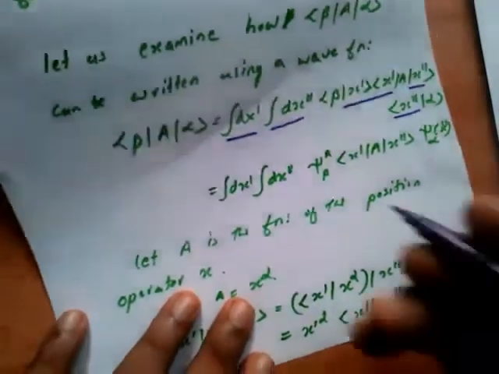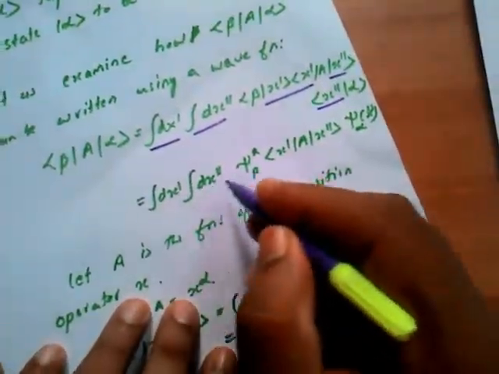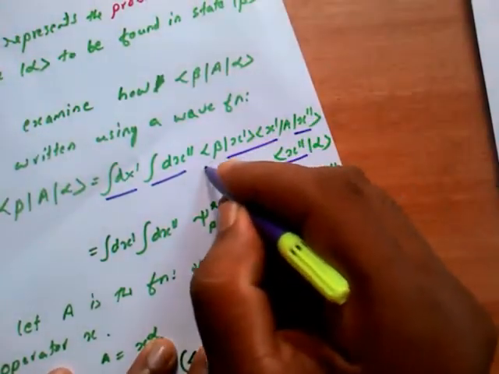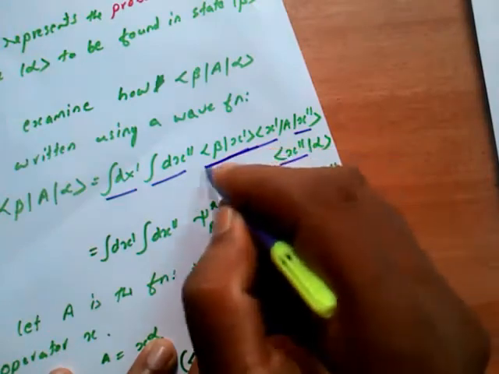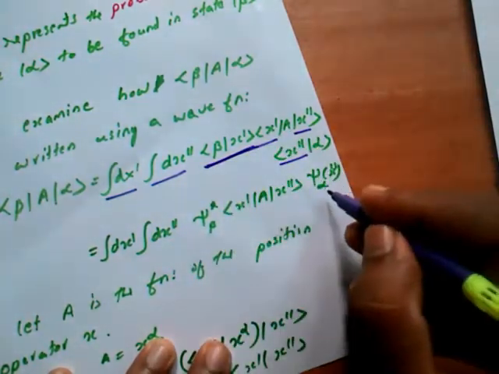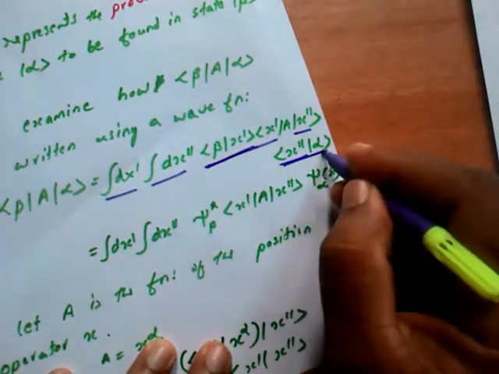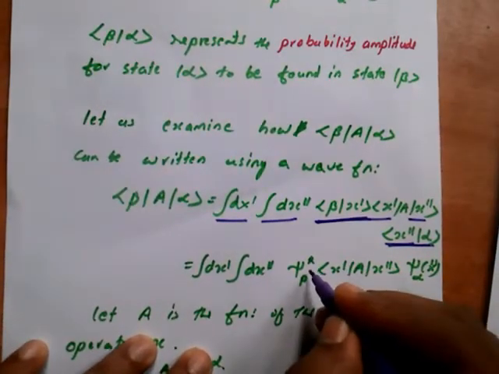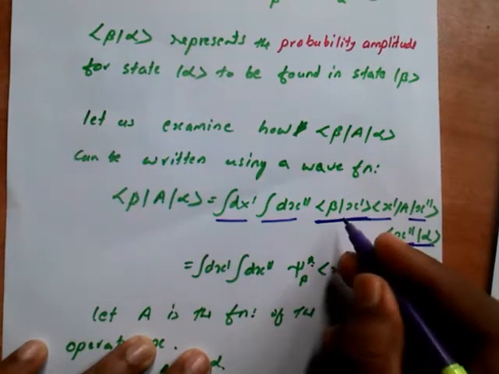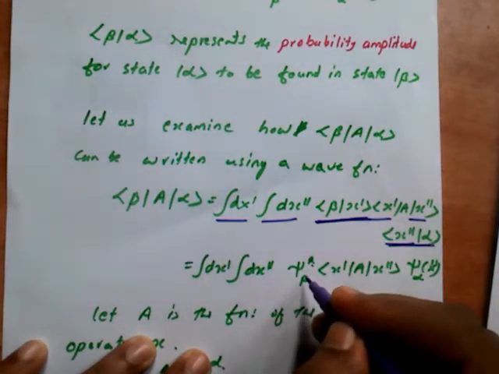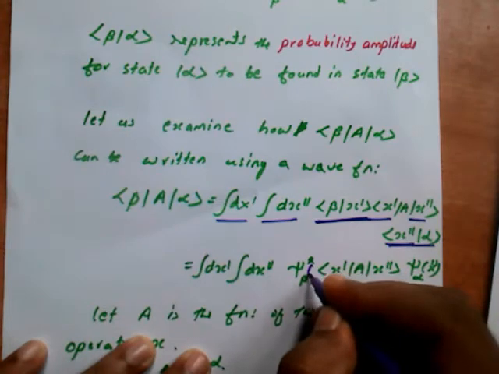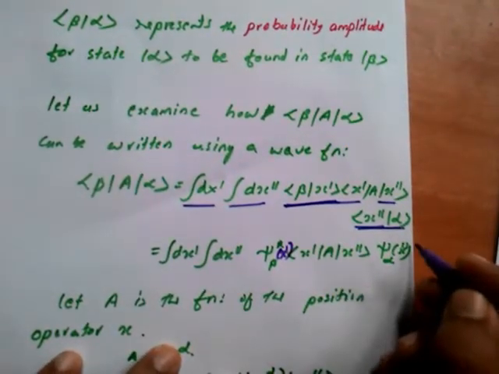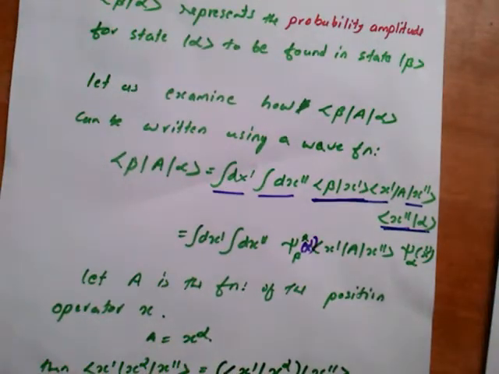And that is equal to integral dx dash, integral dx double dash. This term is psi beta star, and this term is psi alpha. Beta x dash is psi beta star of x dash, and x double dash alpha is psi alpha of x double dash.